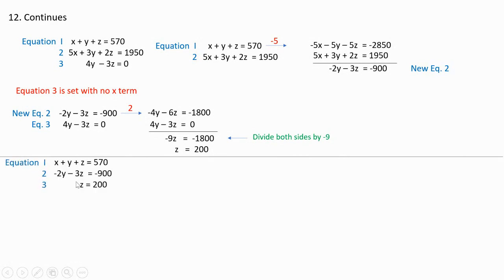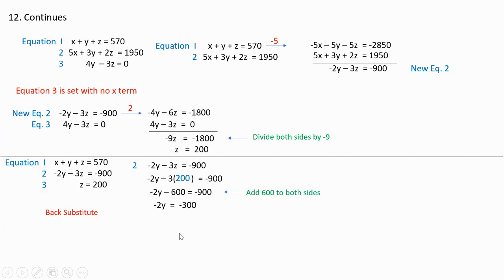Now I have my 3 equations. Now I'm gonna back substitute. So I'm gonna go to equation 2, right? I'm gonna plug in 200 for z, right there. So then I get -2y minus 600 equals -900. I add 600 to both sides. Then I divide both sides by -2. And this is my result, 150.